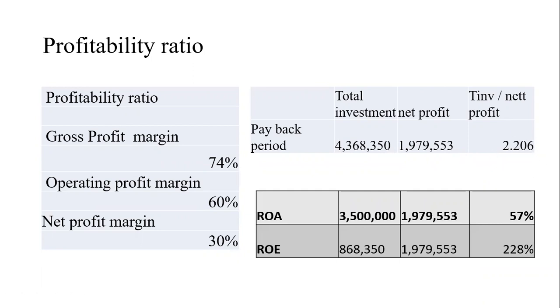months for my project. If I want to find the return on assets, the assets is 3.5 million, and the net profit here is 1,900,000, so it is 57%. Return on equity, this is my equity, and this is the net profit. Then I have the total return on equity.